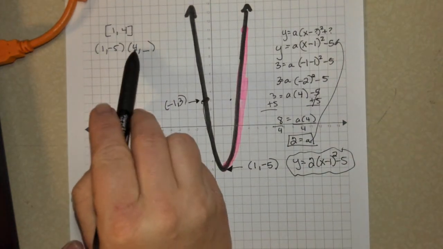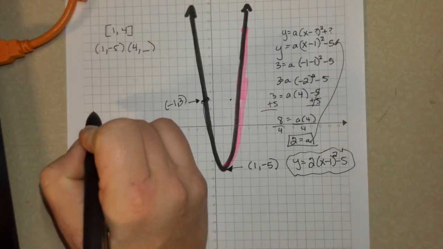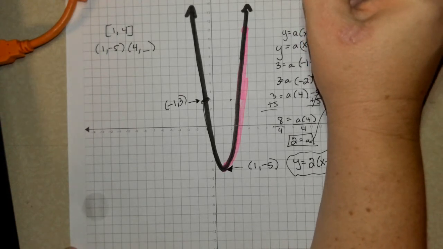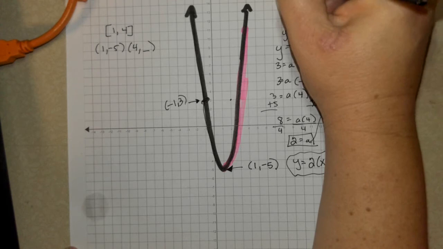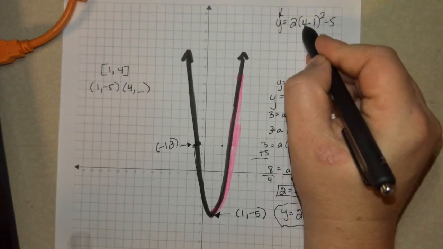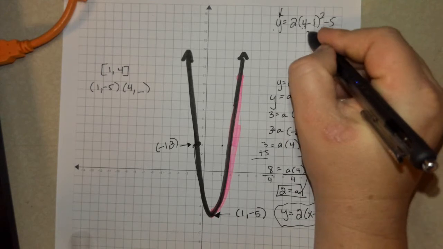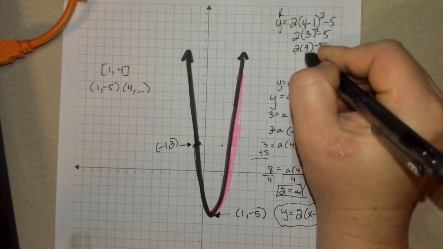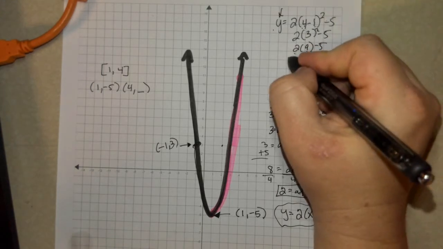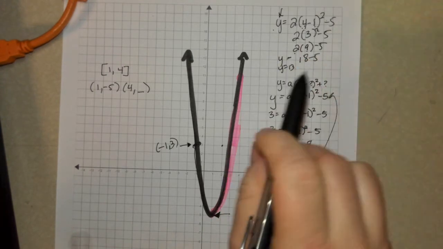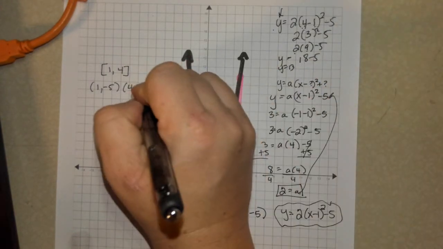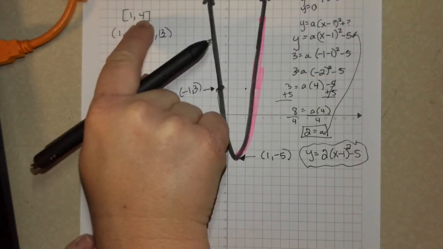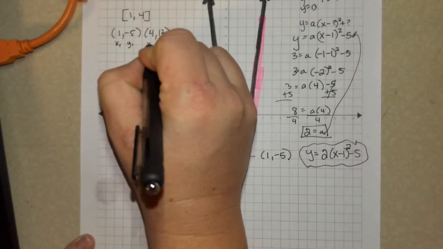Now, how do I get this? Well, x is 4, so I go to this equation, and I plug in 4. So y equals 2. Input in 4, let's see what the output is. 4 minus 1 is 3. 3 squared is 9. 2 times 9 is 18, and 18 minus 5 is 13. So when I input 4, I get an output of 13. What do I do with this information to figure out the average rate of change on this interval? x1, y1, x2, y2.